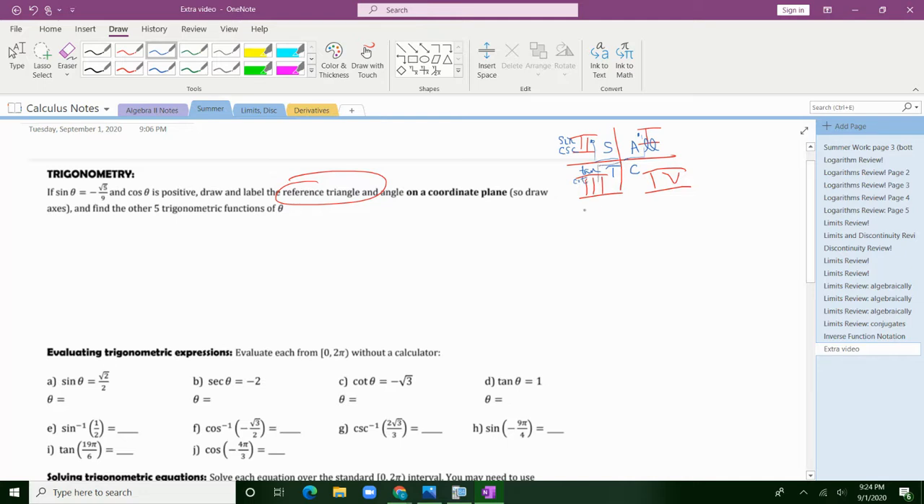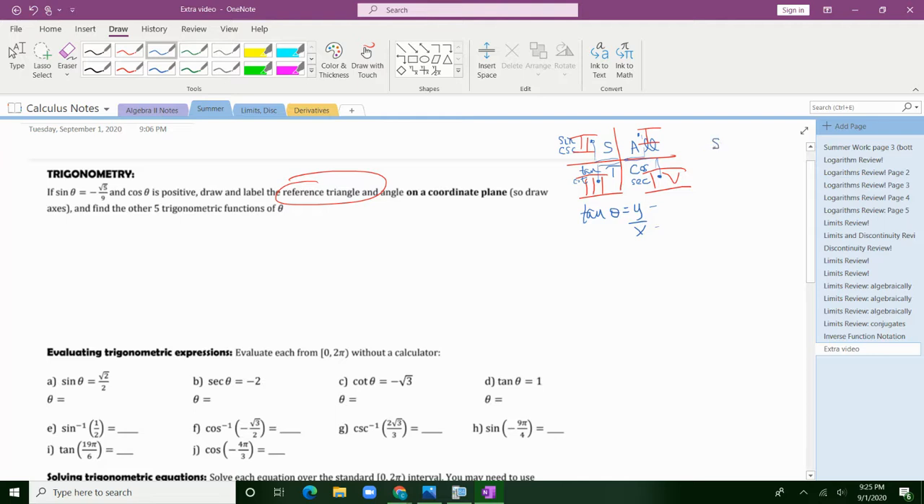T means that tangent and its reciprocal cotangent are positive, which makes sense because the x is negative and the y is negative, but tangent, remember, is y over x. So if you have a negative over a negative, tangent will be positive. And C means that cosine and its reciprocal secant are positive in quadrant 4, which makes sense because to get to a point here, your x is positive and your y is negative.